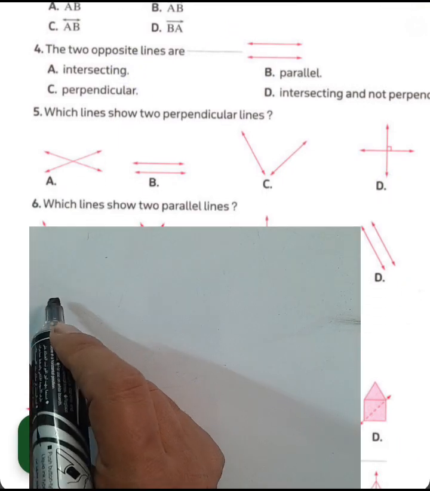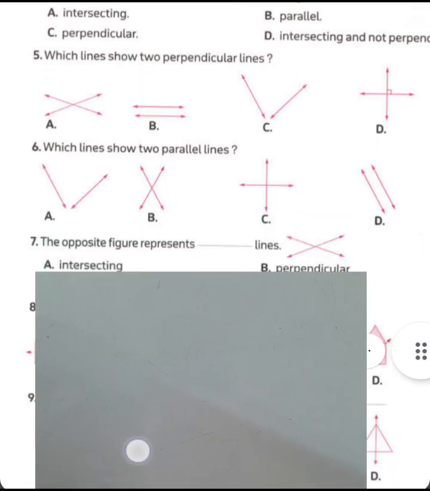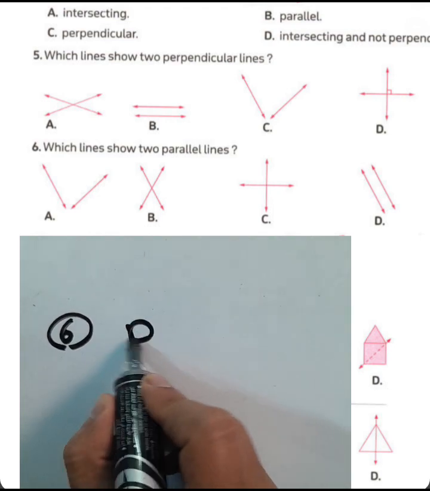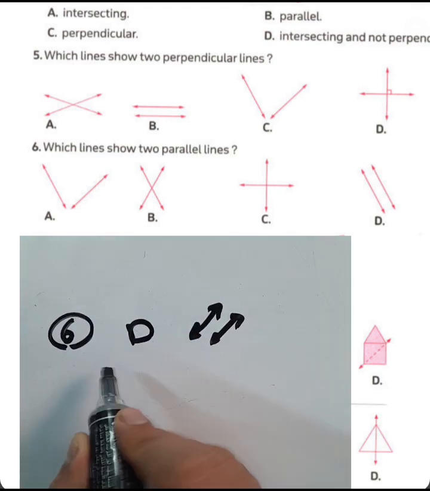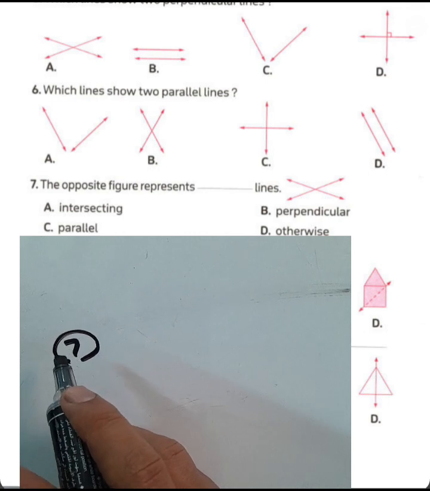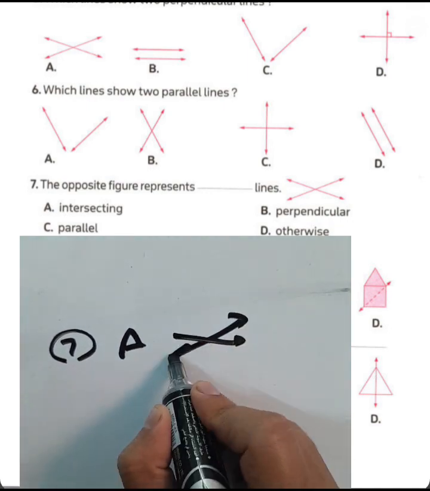Question number 5, which lines show two perpendicular lines? Choose letter D, perpendicular. Question number 6, which are the two parallel lines? Choose letter D. They are parallel, not intersecting at any point. Question 7. The opposite figure represents intersecting lines. Choose letter A. The lines intersect at a point.